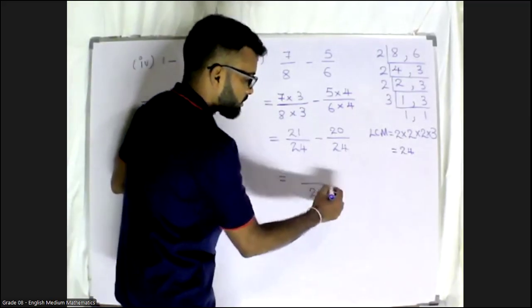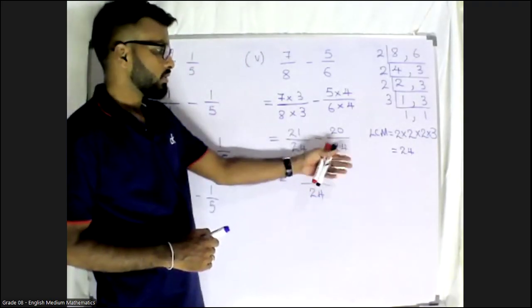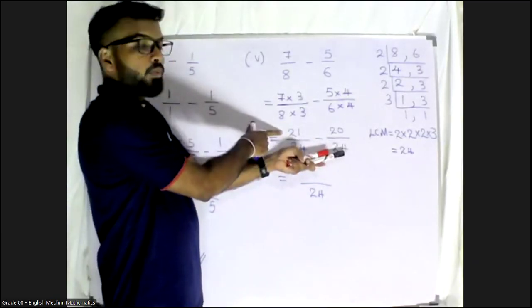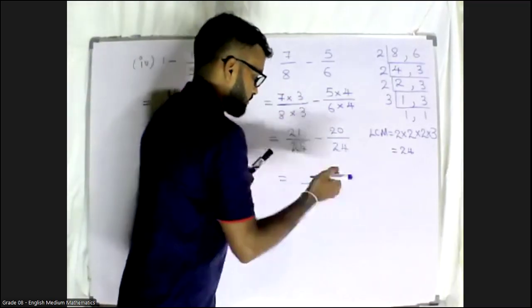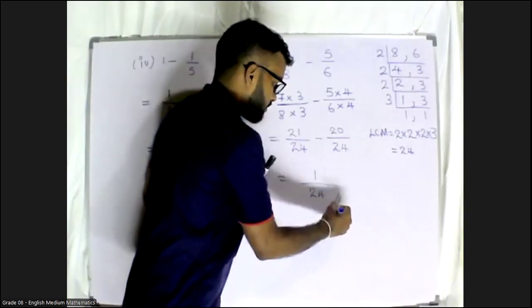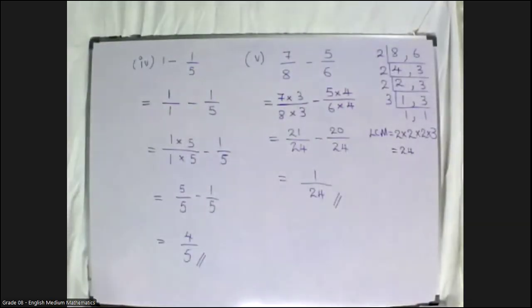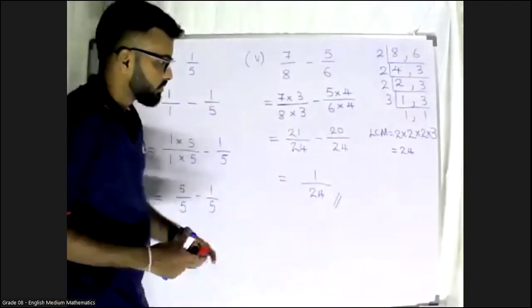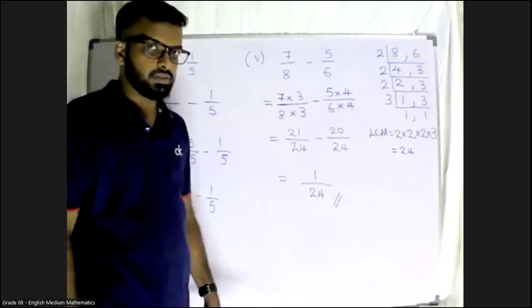Now the common denominator is 24. And forget the denominator for a moment. This one and this one. Now you have in the numerator 21 minus 20, 1. Right? So this should be the answer. Okay. So this is right. Hope you have got the correct answers, right?